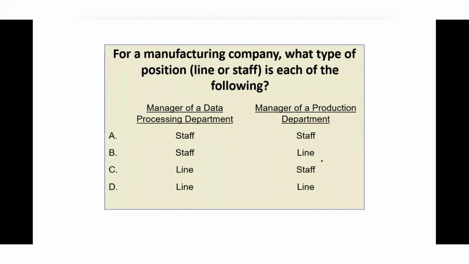Alright? Ayan, ito na lang ang gusto kong sagutin ninyo. For a manufacturing company, what type of position, line or staff, is each of the following? Yung una, manager pala siya of a data processing department. Yung pangalawa, manager din of a production department. Parehas sa manager. So, may I know your answer? Line ba sila parehas? Staff ba parehas? Or isa yung line, isa staff? Can I see your answer?